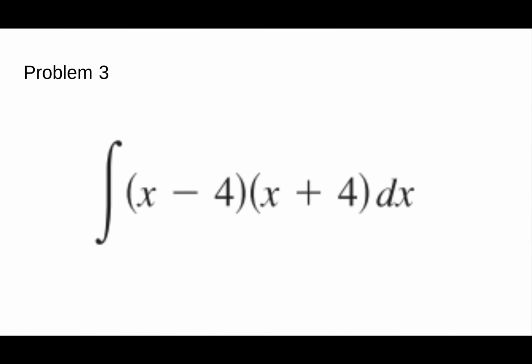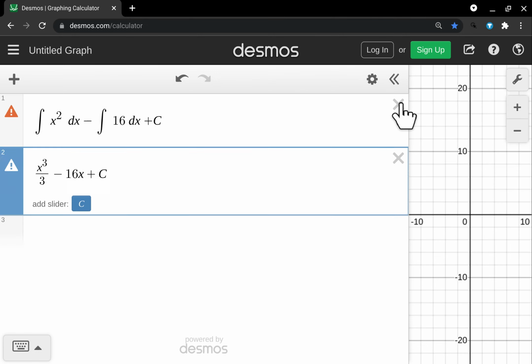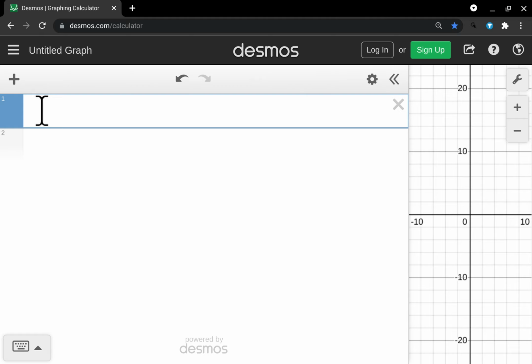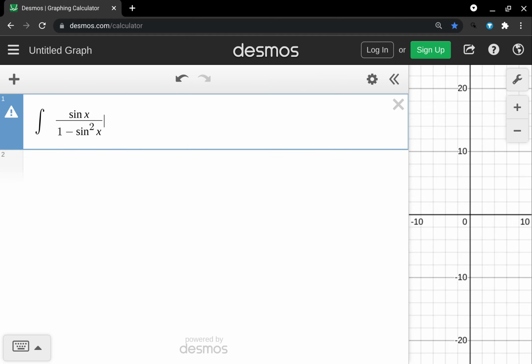Let's do our final problem. This one is going to take a little bit, but I think I can show you well how to do it. We will take the integral of sine of x divided by 1 minus sine squared x dx.